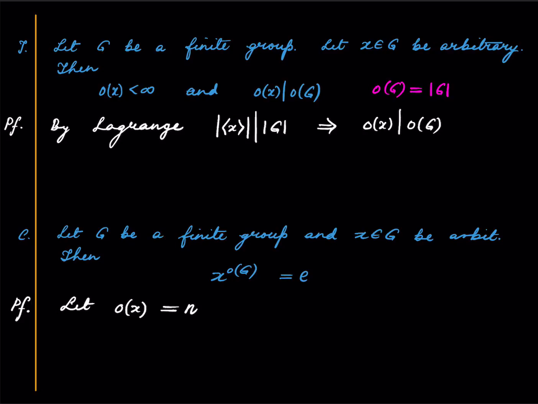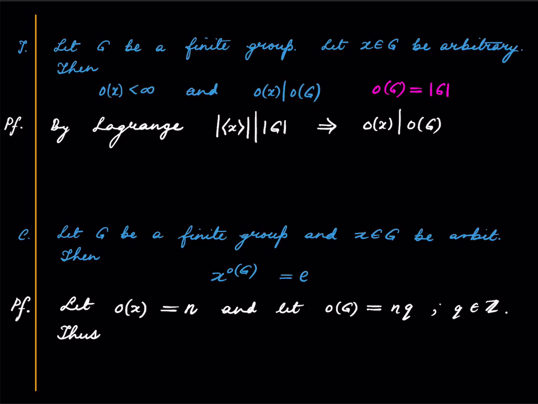Before I go ahead, let me just mention one thing. Since G is a finite group, we have shown that the order of X is finite, so this is legitimate. Okay, so let's say the order of X is N, and by the previous proposition, let the order of G equal NQ for some integer Q. That's immediate from the previous proposition. There is one such integer Q.